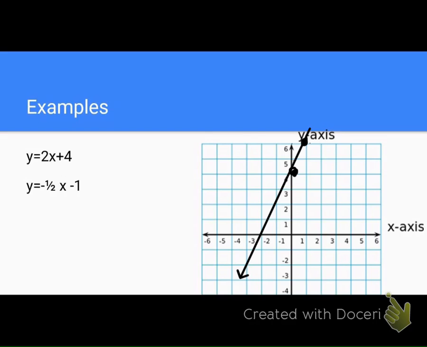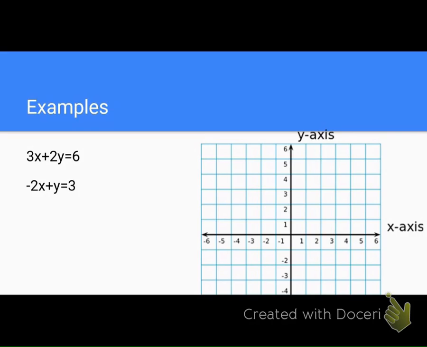Okay, our next line has a y-intercept of -1. So we'll plot a point at -1 on the y-axis and use the slope of -1/2, which means I'll go down 1 and then run 2. And my second line then looks like this. And as you can see, the lines intersect at the point -2, 0. So that's my solution to the system.